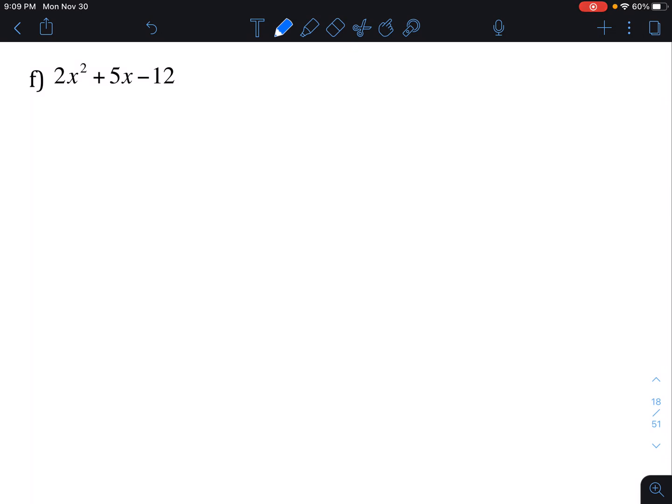Letter F, multiply A times C to get -24. Now again, C is a negative, so let's list our factors of 24.